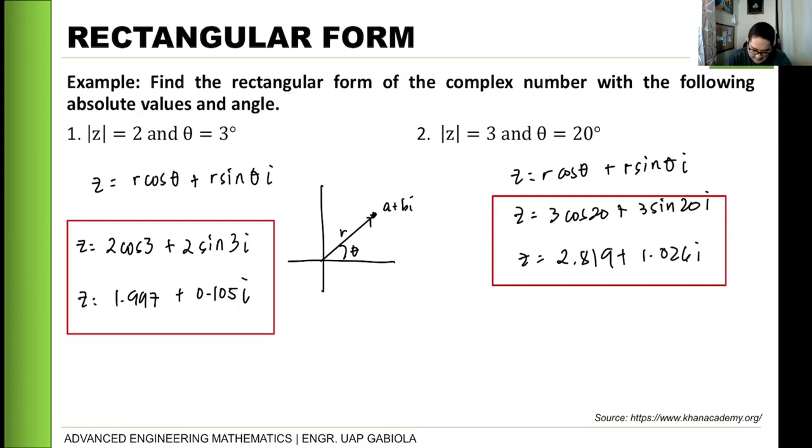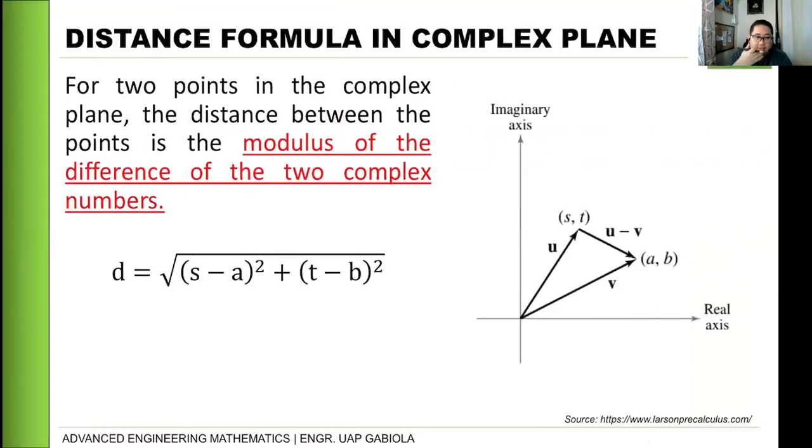Okay. Next, we now go to the distance formula. Distance formula of the complex plane. So we can also get the value of the distance between two points. Let's say we have two complex numbers here. Let's say Z1 is s plus ei, then we have another complex number a plus bi. When we graph those, these are the two points.